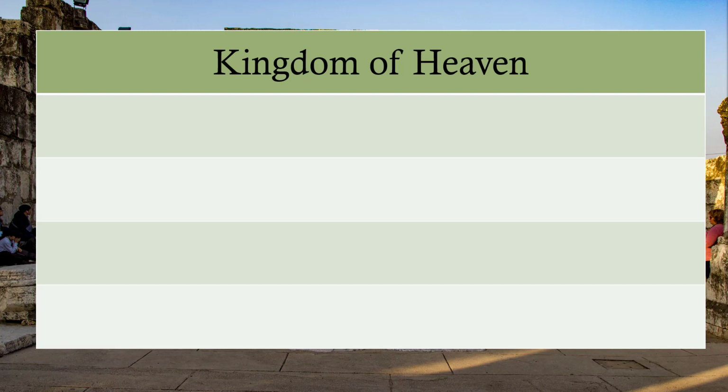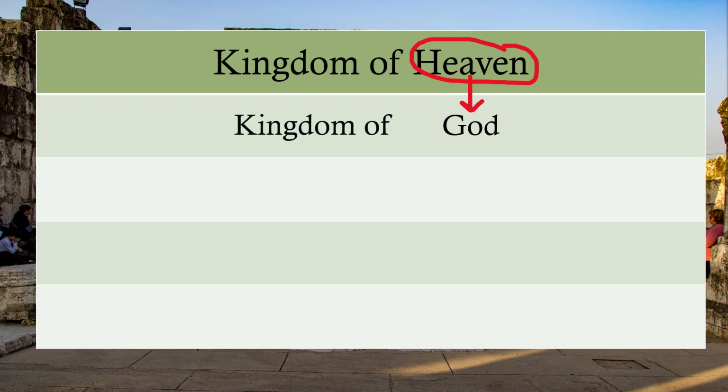So the first thing, and this was review from last week, we talked about the word heaven. That causes us to stumble a little bit, because in this case, heaven is a replacement word for God, at least in Matthew. So when you hear Matthew say kingdom of heaven, you have to mentally say, ah, kingdom, he's talking about the kingdom of God. But he's not using the word God. He's using a replacement word.